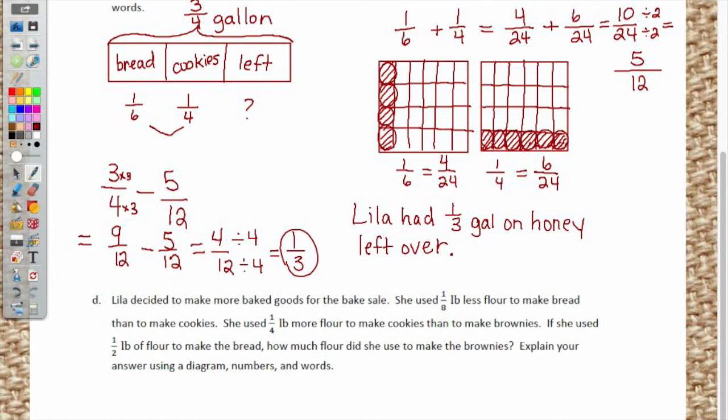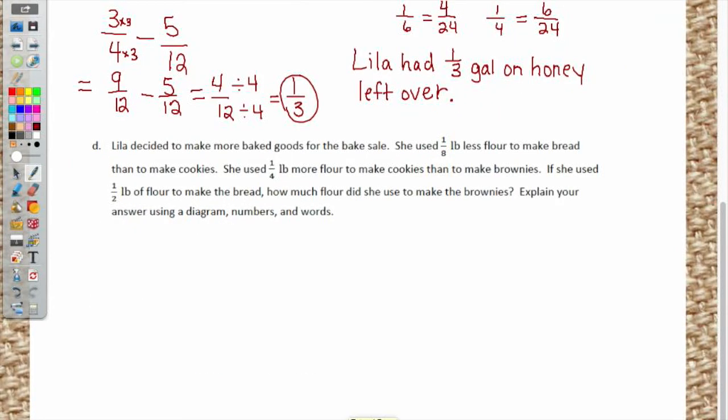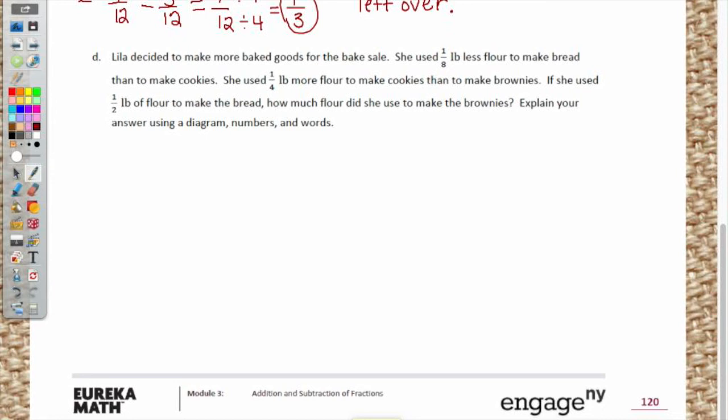Okay, this one is pretty confusing. It's actually confusing for me when I teach it to you, so I'll try not to mess up. Lila decided to make more baked goods for the bake sale. And this is talking about flour, not honey, okay? So this is a separate problem. She used 1/8 pound less flour to make bread than to make cookies. This is a riddle. She used 1/4 pound more flour to make cookies than to make brownies. If she used 1/2 pound of flour to make the bread, how much flour did she use to make the brownies?